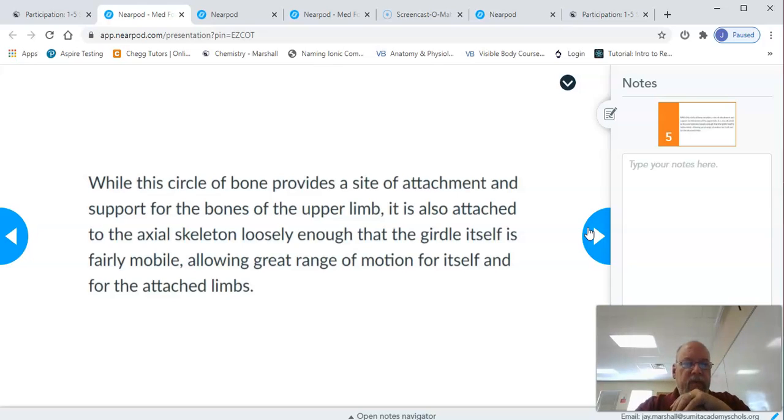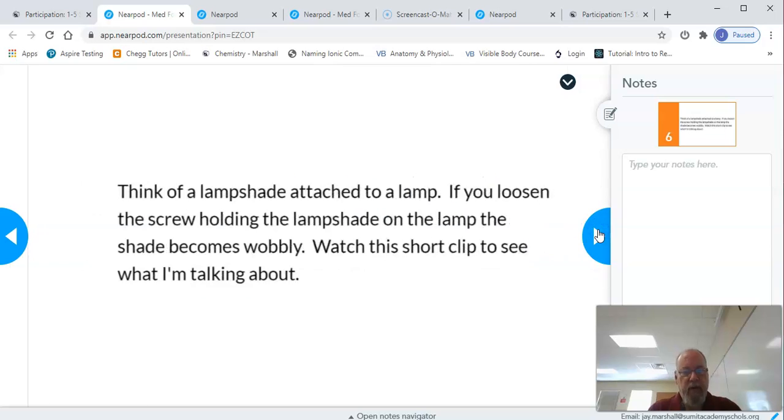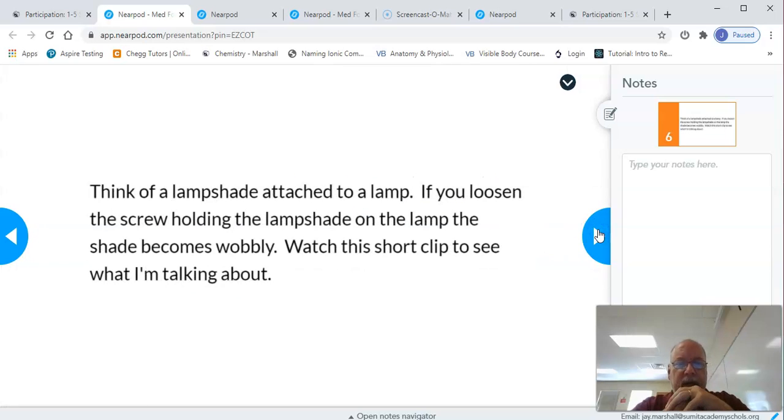So while this circle of bone provides a site of attachment and support for the bones of the upper limb, it's also attached to the axial skeleton loosely enough that the girdle itself is fairly mobile, allowing for great range of motion for itself and for the attached limbs. If you think of a lampshade attached to a lamp. If you loosen the screw holding the lampshade on the lamp, the shade becomes wobbly. And watch this short video clip just to see what I'm talking about.